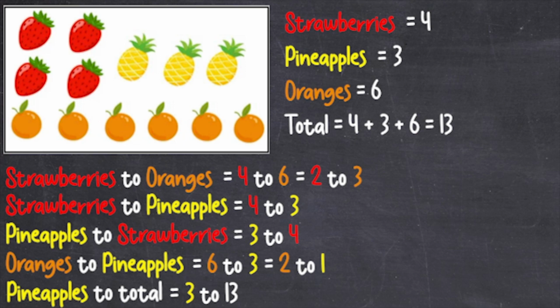In the same way, let's find the ratio of oranges to the total number of fruits. Pause the video to give this a quick try. There are 6 oranges and 13 fruits in all. So, this ratio is 6 to 13. This also cannot be simplified, so 6 to 13 is our final answer. Great work!